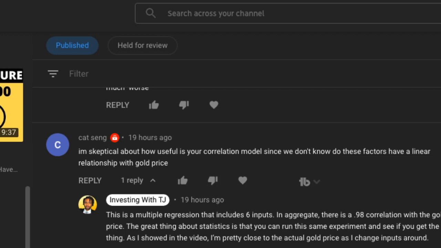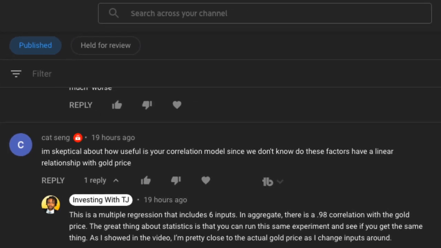This one person named Kat Sang said, "I'm skeptical about how useful your correlation model is, since we don't know the factors that I guess I've included." I'm trying to make sense of the comment, but factors that I've included, and do they have a linear relationship with the gold price? And again, guys, I'd only add inputs that have a significant relationship with gold and silver. That's the reason why they're able to get so close to the actual price. If they didn't have a nice relationship with gold or silver, then my prices would be all over the place. I would be putting in, for example, higher CPI, and I might be getting gold at $20. There's a reason why it's so close to the actual price, and that's because the relationships are pretty strong.